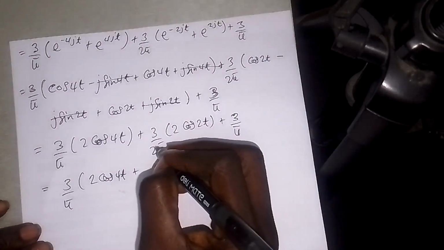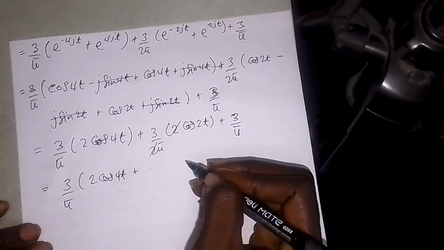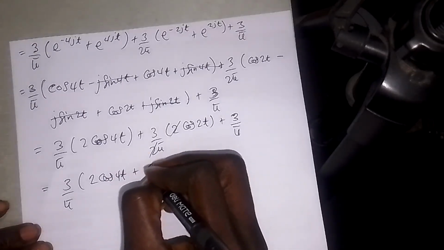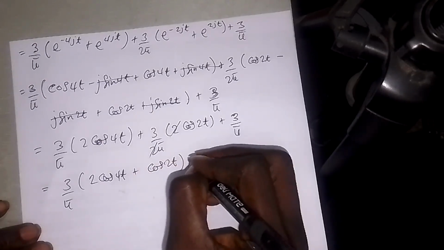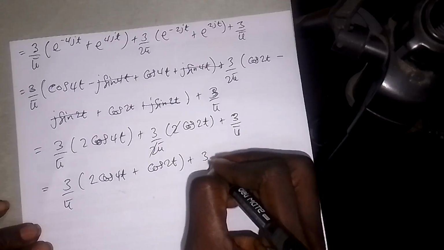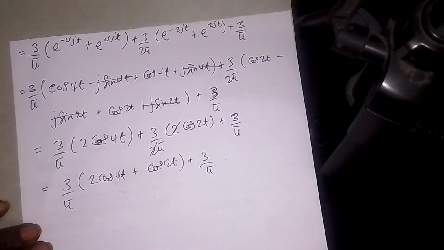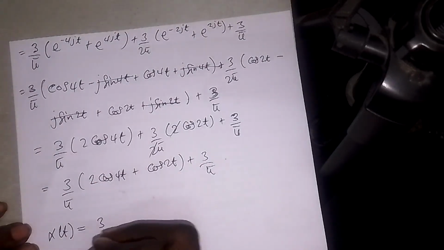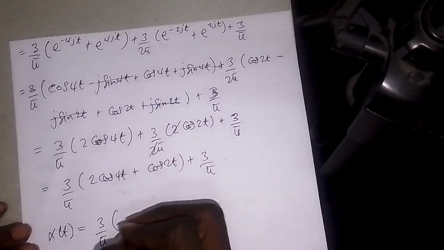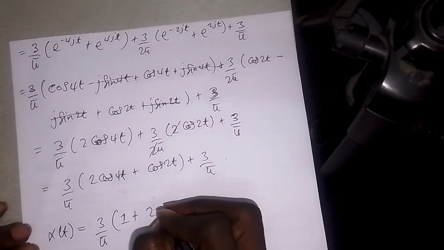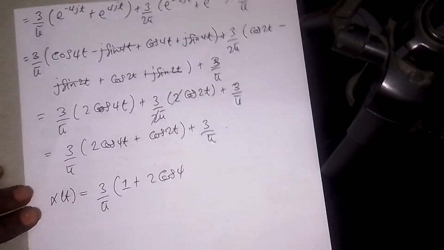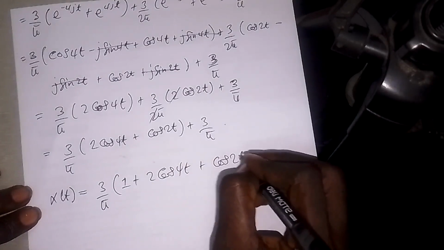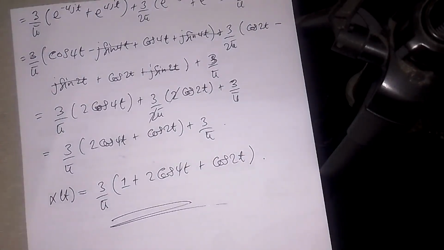Okay, so here this 2 can eliminate this 2, and then I'm still going to have 3 on pi cos 2t plus 3 on pi. So now if I do that, then I can see that my x of t is supposed to be equal to 3 on pi into 1 plus 2 cos 4t plus cos 2t. So that will be the end of this particular question.